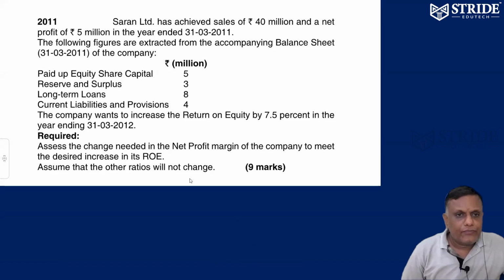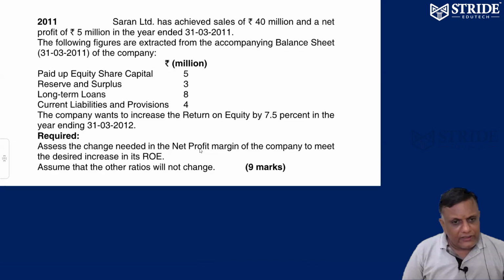Let's see the next one. Suddenly Mesa achieved sales of 40 million rupees and net profit of 5 million in the year ended 31/3/2011. The following figures are extracted from the balance sheet of 31/3/2011: paid up equity share capital 5 million, reserves and surplus 3 million, long-term loans 8 million, current liabilities and provisions 4 million. The company wants to increase ROE by 7.5% in the year ending 31/3/2012. Assess the change needed.